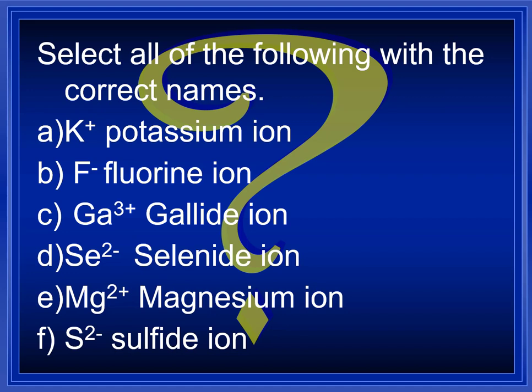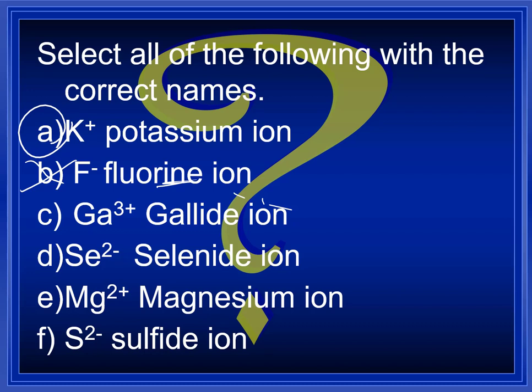Okay? So select the following with the correct names. Is A correct? Well, all you have to decide is, is it a metal or a non-metal? Well, K's a metal. It's on this side of the zigzag line. They're metals. We leave them alone, so it's called a potassium ion. That's correct. Is B right? Well, F is a non-metal. It's a negative ion. Negative ions, we said we changed the ending to IDE, and that doesn't say IDE, it says INE. So B is incorrect.